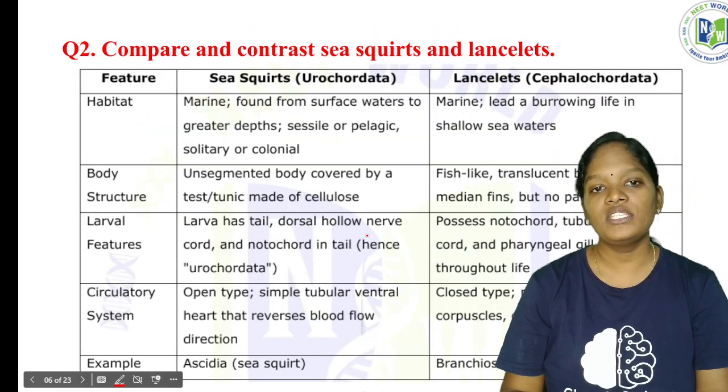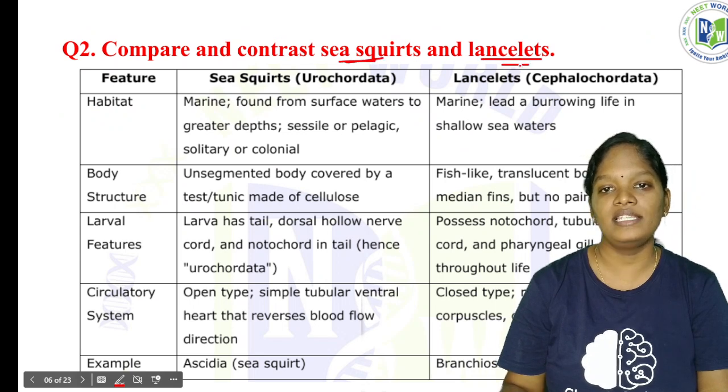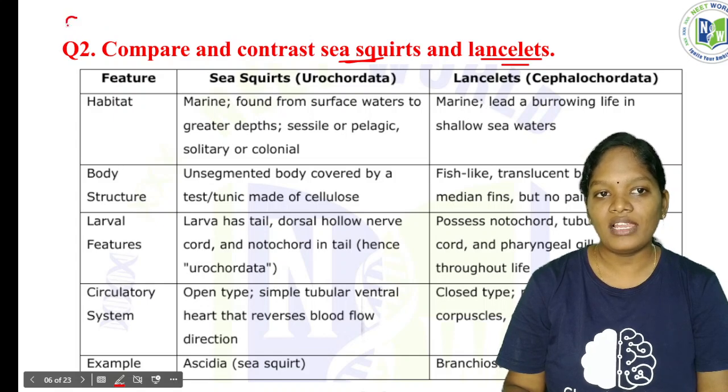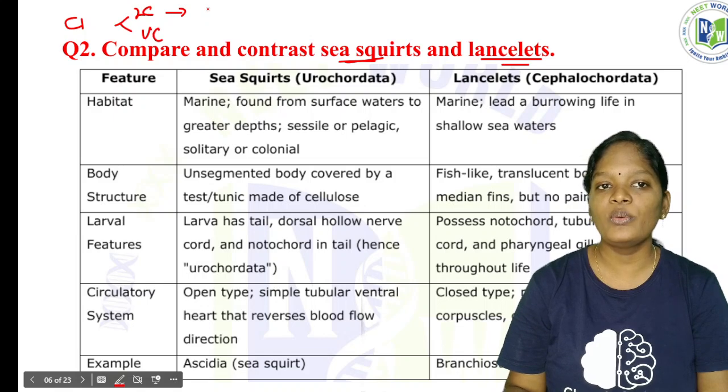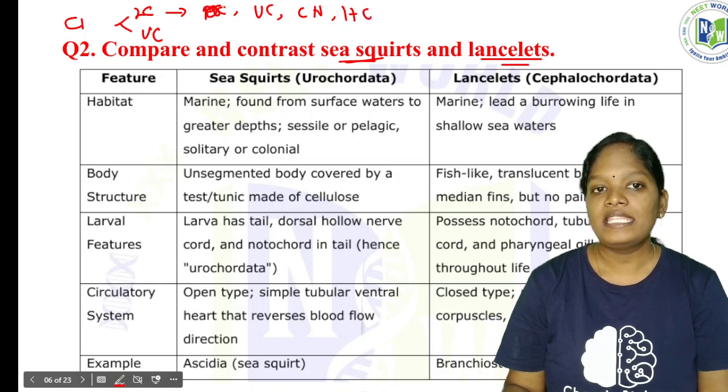Okay, so the next question will be this. We have to compare and contrast the sea squirts and the lancelets. Before that, you should know that we have classified the chordates into 2: the lower chordates and the upper chordates. The lower chordates can be classified into Urochordata, Cephalochordata, and Hemichordata. All these 3 together we call the Protochordata.